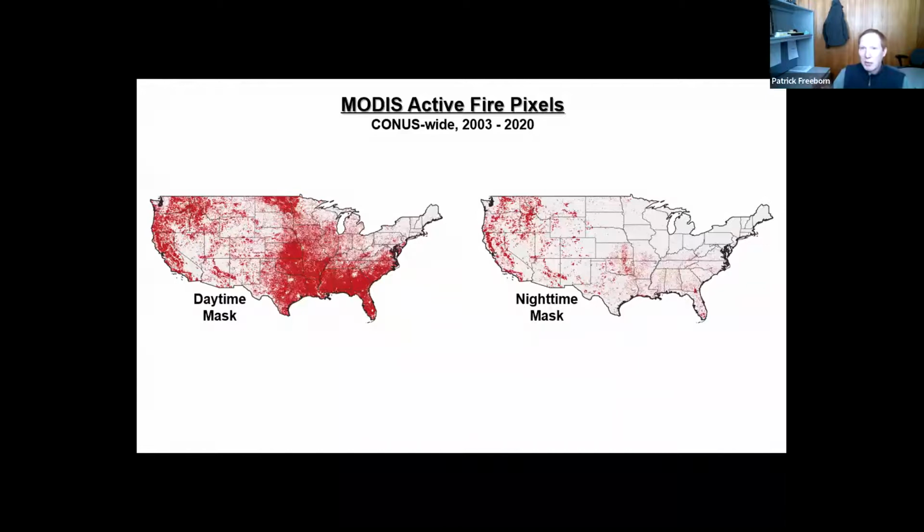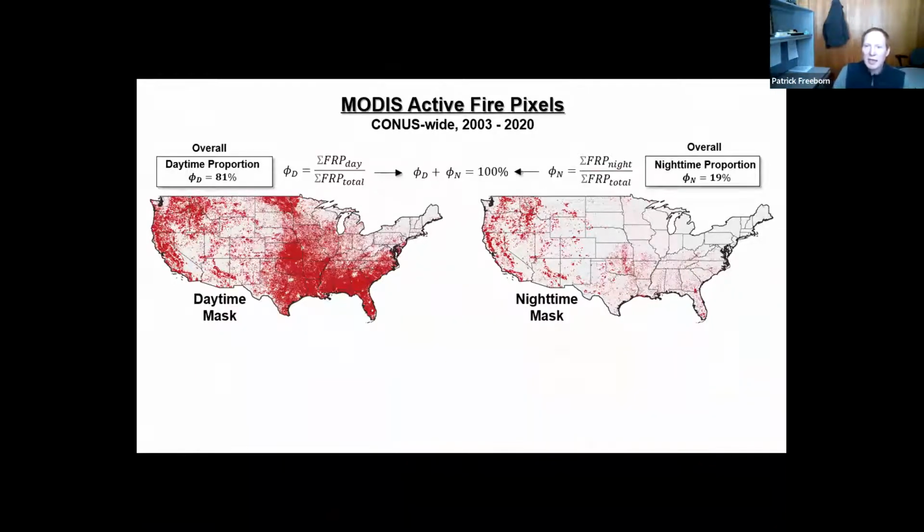The first thing we did was take the MODIS active fire pixels and split them into daytime detections and nighttime detections. So on the left, we have a daytime mask indicating all the locations across CONUS where MODIS detected a daytime active fire pixel. And on the right, we have the nighttime mask indicating all the locations across CONUS where MODIS detected a nighttime pixel.